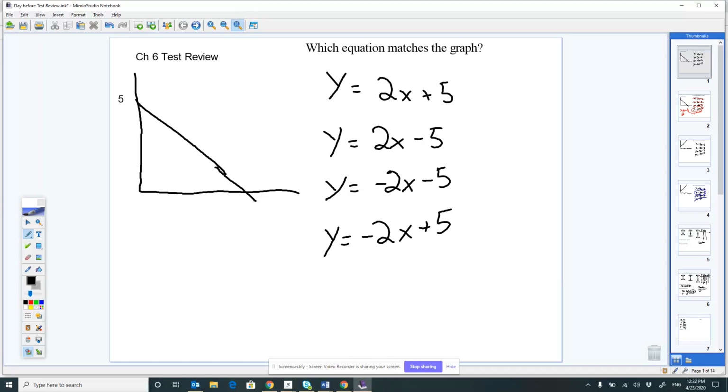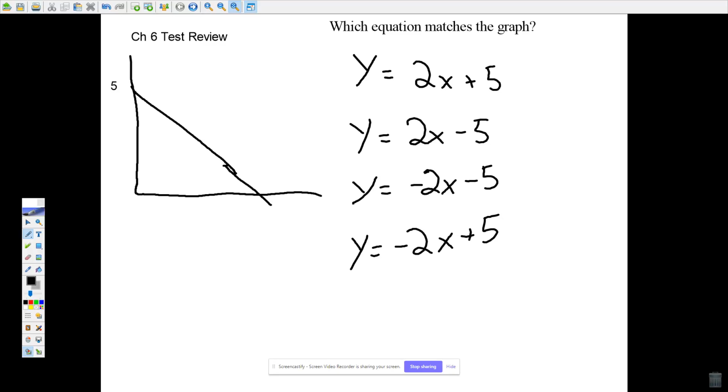Good afternoon, everyone. Today we are looking at a Chapter 6 test review. Let's begin. For each question, I would like you to attempt it on your own first and then look ahead to the next slide for the answer. So please pause now and choose which equation matches the graph.